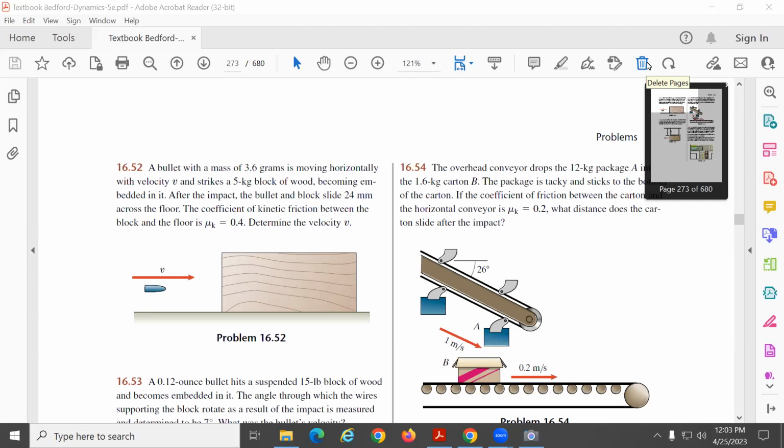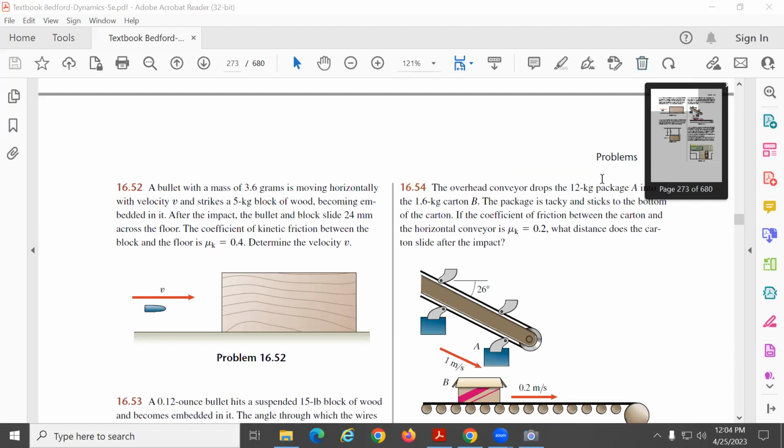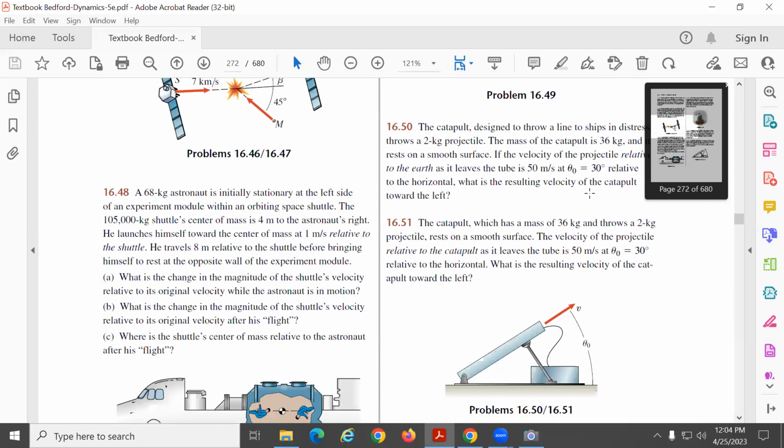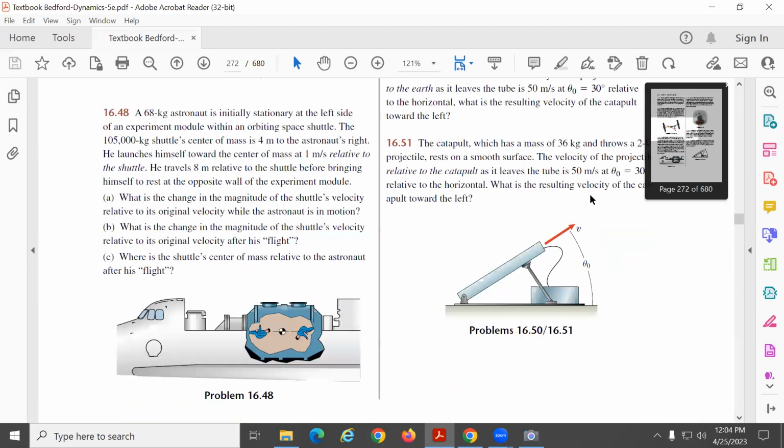Oh, so this is on the ground. So after impact, the block slides a distance d, let's say 24 millimeters across the floor. The coefficient of kinetic friction between the block and the floor is 0.4. Determine the velocity.